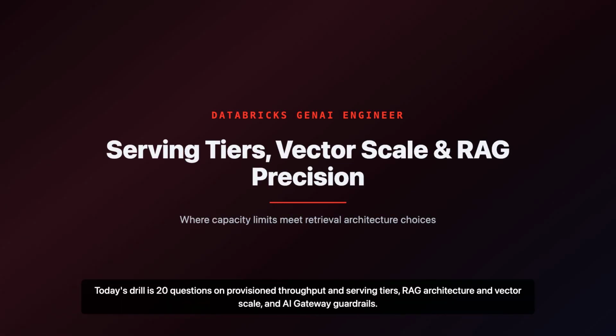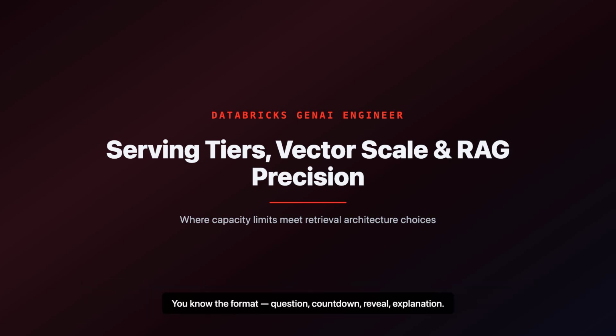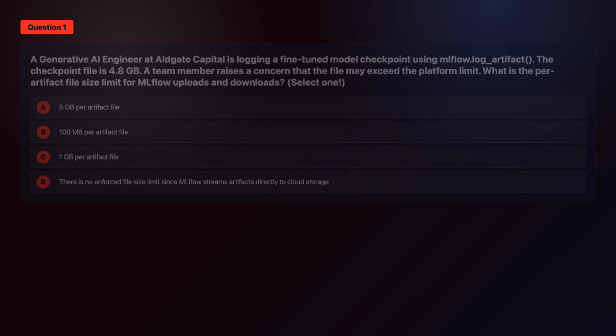Today's drill is 20 questions on provisioned throughput and serving tiers, RAG architecture and vector scale, and AI gateway guardrails. You know the format: question, countdown, reveal, explanation. 10 seconds is the default, but pause anytime. Let's get started. Here we go.